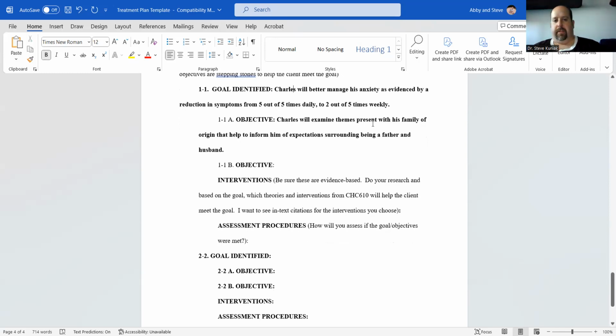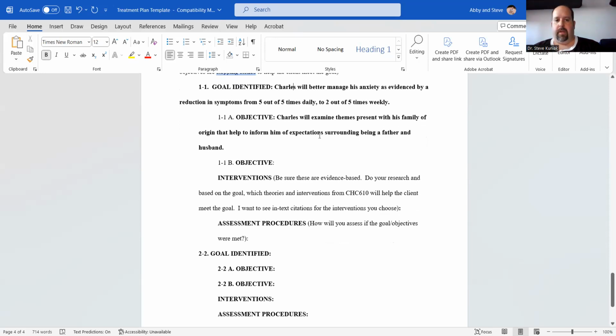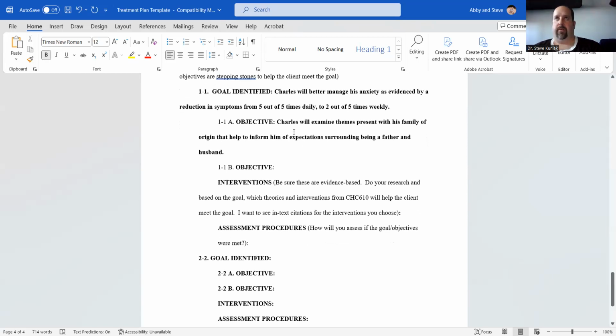Objective: we'll examine themes present with family of origin that help to inform expectations surrounding being a father and a husband. So in this case I'm thinking that he's putting too much pressure on himself related to possibly family of origin issues. Somewhere he was taught what it was to be a father. He doesn't feel like he's measuring up to that. That's leading to the anxiety. So I should be able to see a connection there.